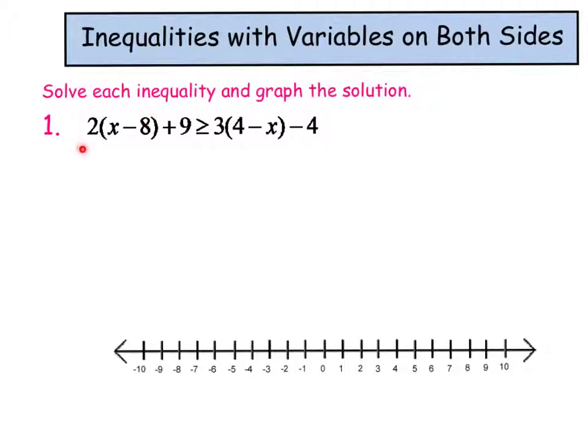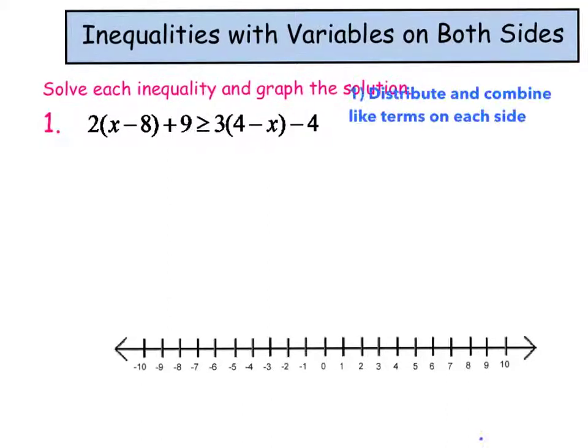would be we would distribute here and here on each side and then combine like terms on each side. So that's what we'll do first for the inequality as well. To start, I'll distribute 2 to the x minus 8, giving me 2x minus 16 plus 9. Keep my inequality sign the same, greater than or equal to.